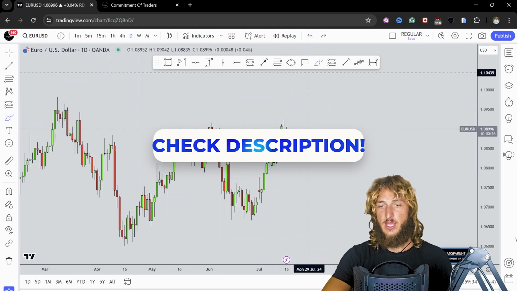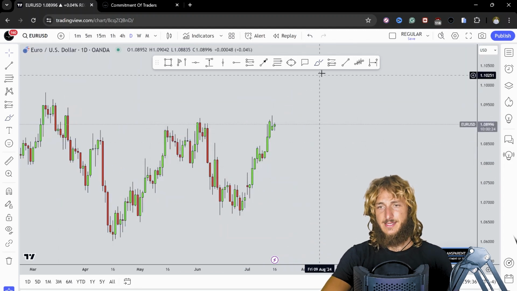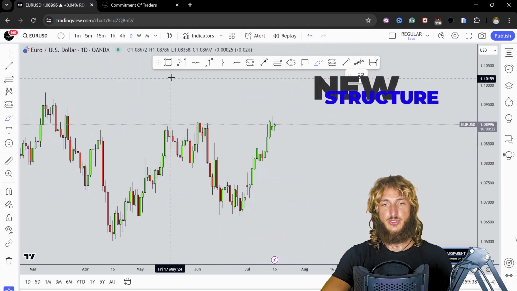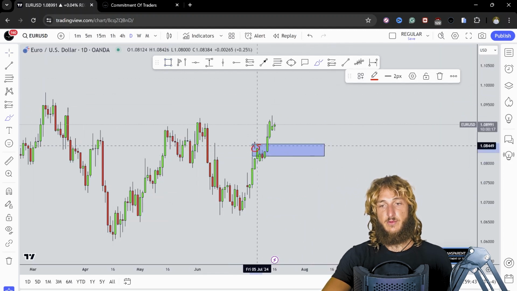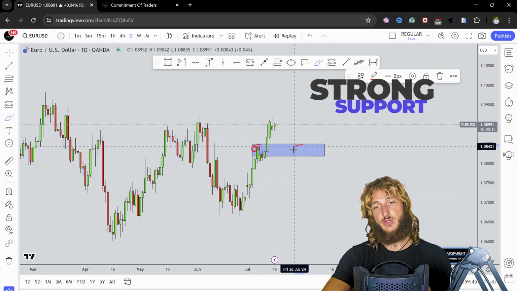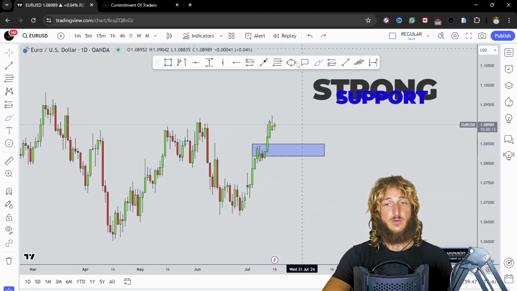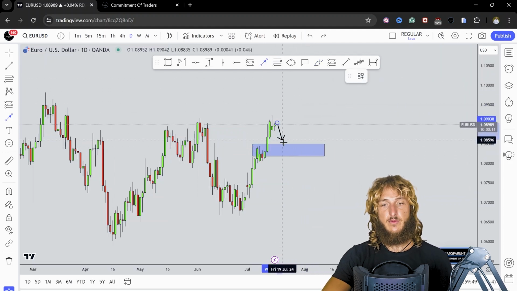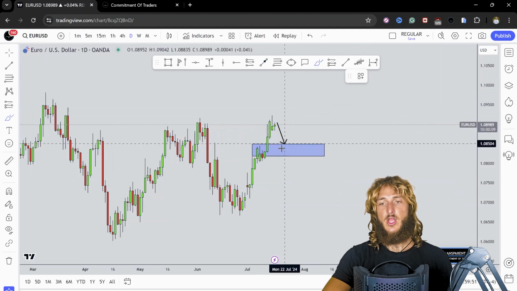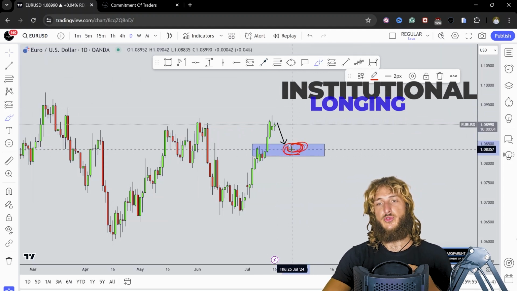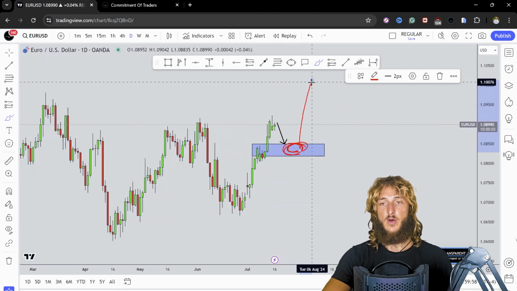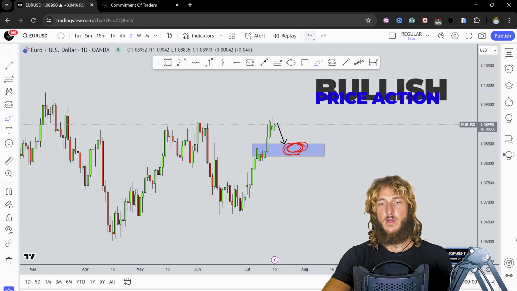But at the moment, what we can see is that there is new structure which is now being created. The market has now broken above this previous daily resistance, which now is turned support here. So in a situation like this, there is a good probability that if we will see a retest of this area, we could see some institutional longing inside of this zone, which at that point could further increase the probabilities of a potential rejection to the upside away from this area.